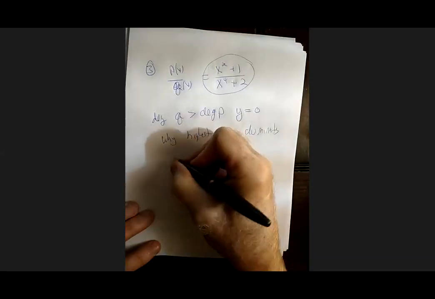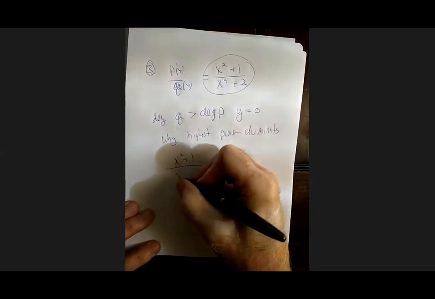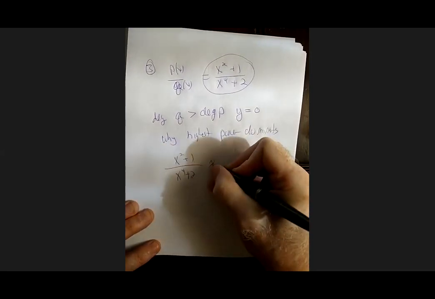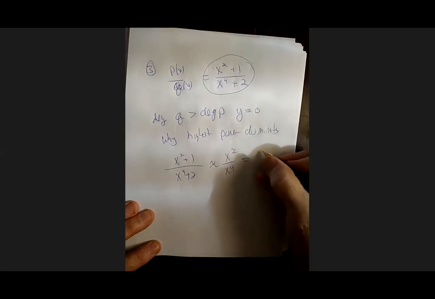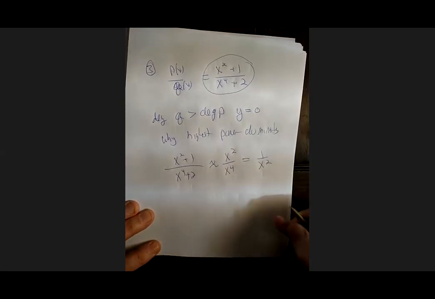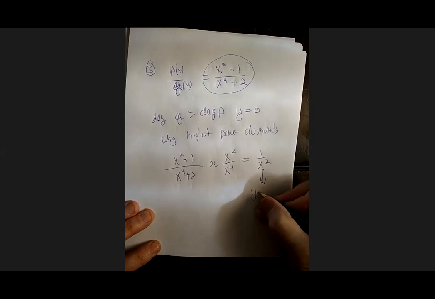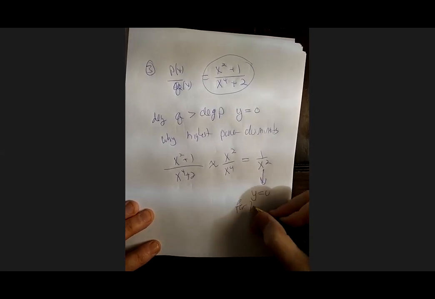So you look at that. For large x, we ignore all the lower degree terms. And this is going to look like 1 over x squared. And that approaches y equals 0 for large x.